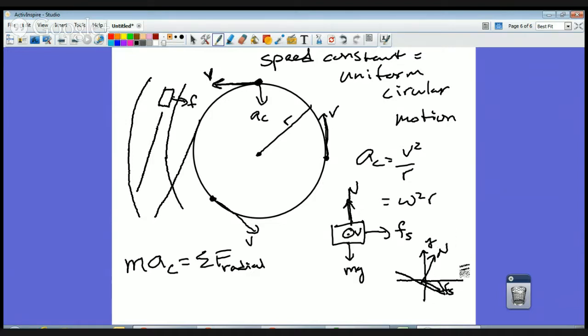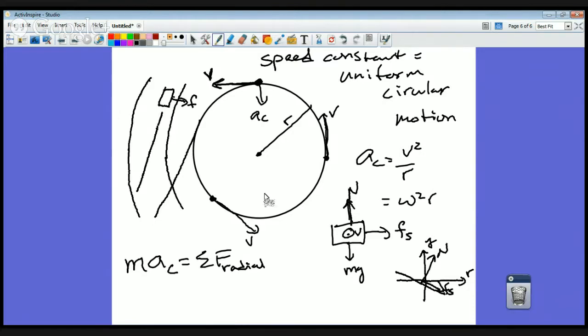So here's y, here's radial. You'd have to take the part of the normal and the part of friction. Sometimes, like when we have a mass on a string, you end up with gravity pulling down and tension pulling up when it's at the bottom of its swing. And so in that case, you've got one radial force towards the center, another one away from it.